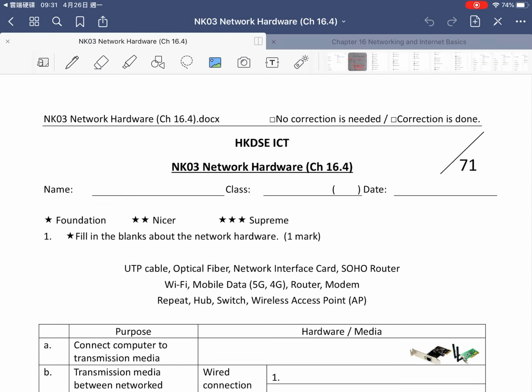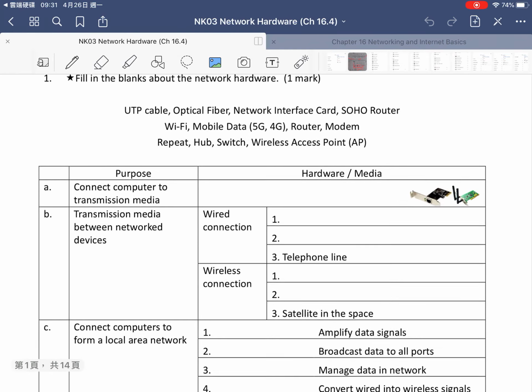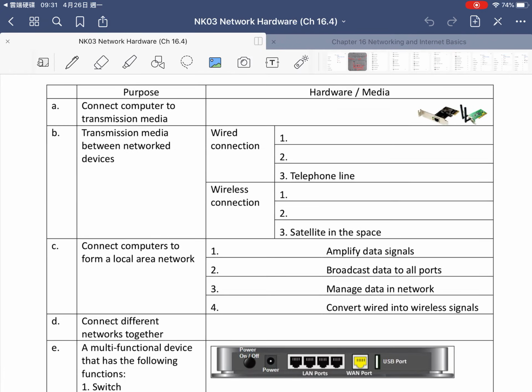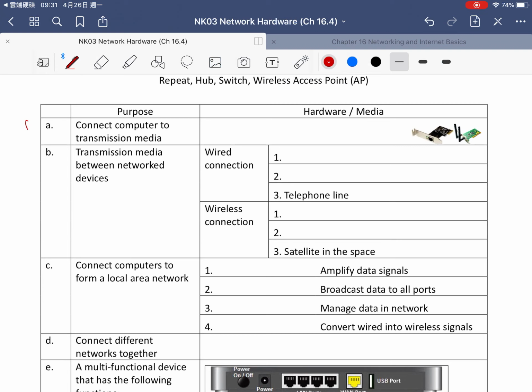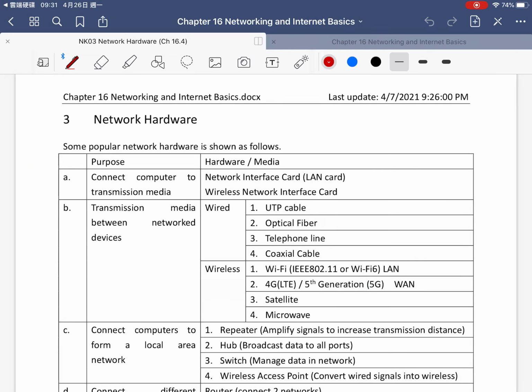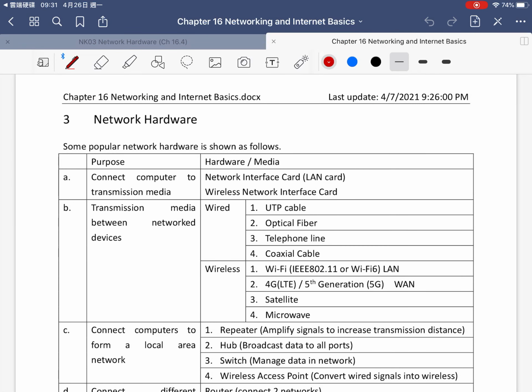In this section, I will tell you about the major network hardware used to connect a network. There are 1, 2, 3, 4, 5, 6 major components in a network. On page 13, the first one is the network interface card.